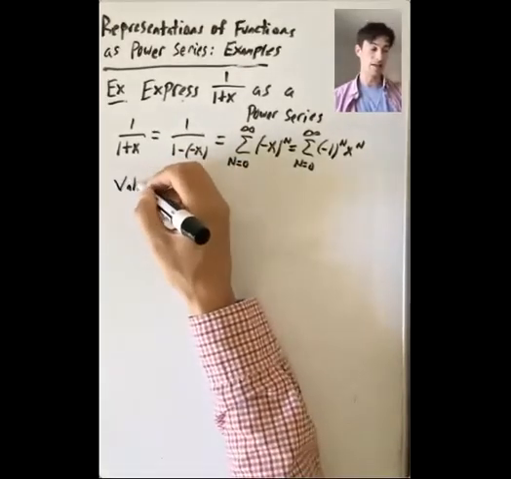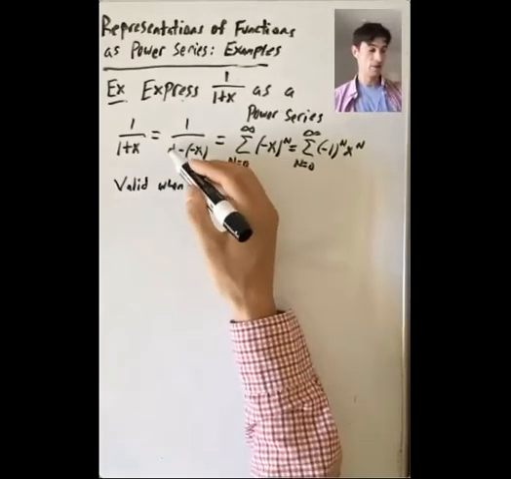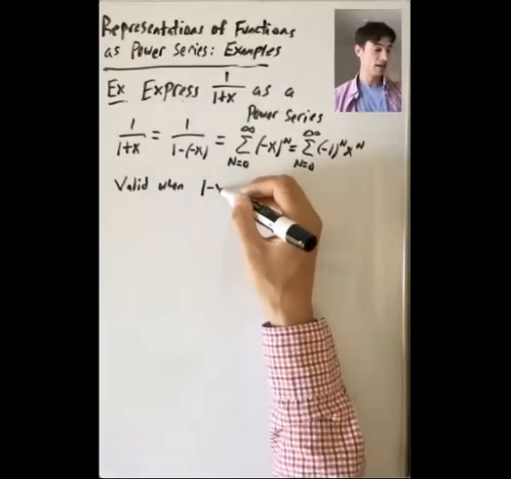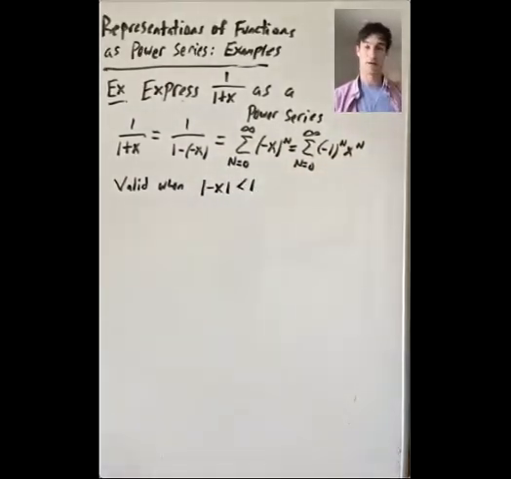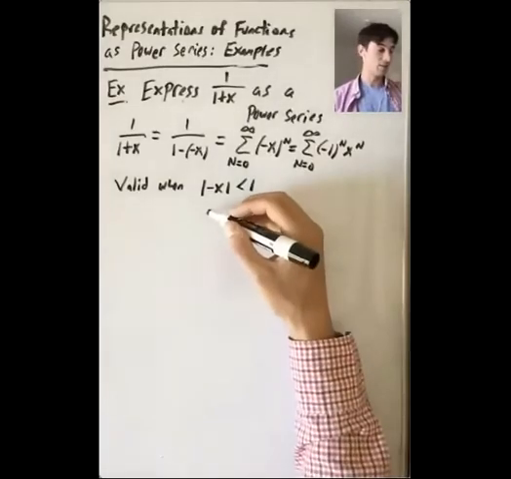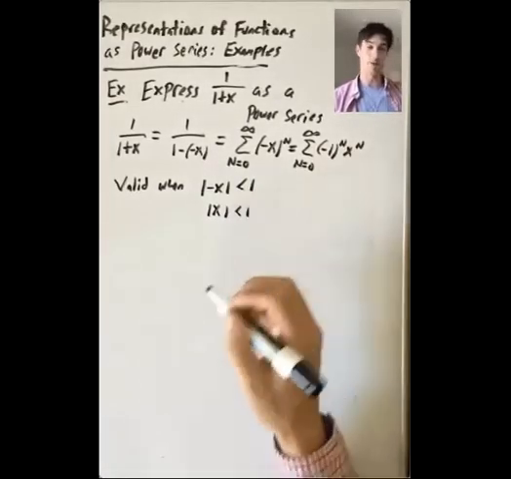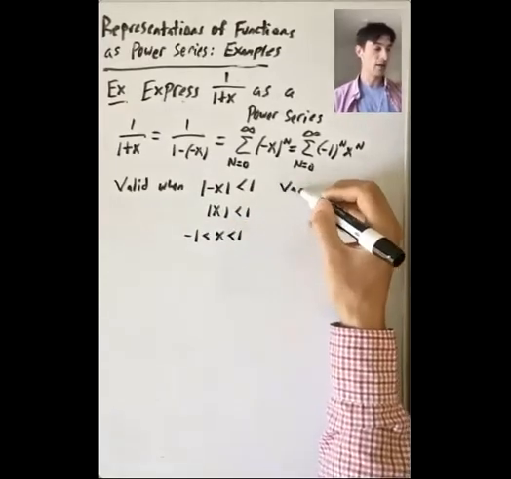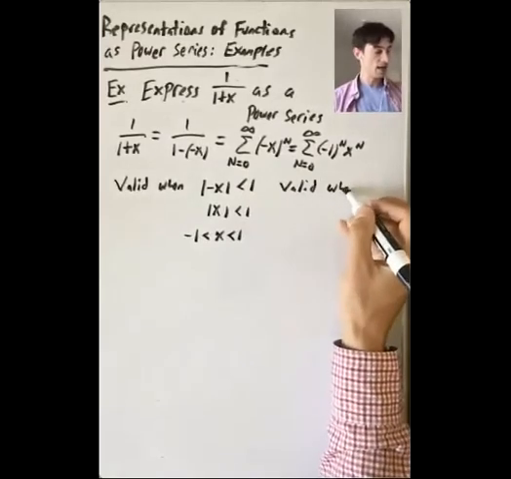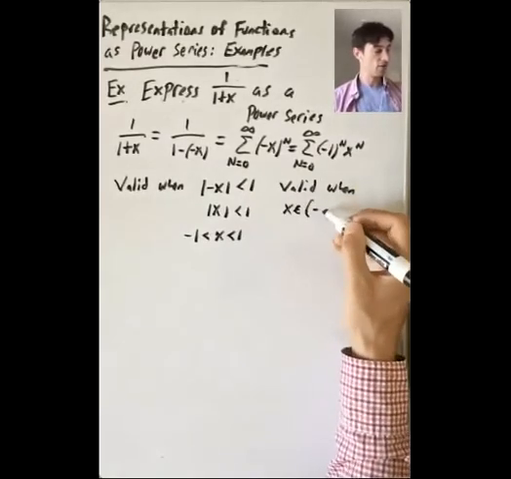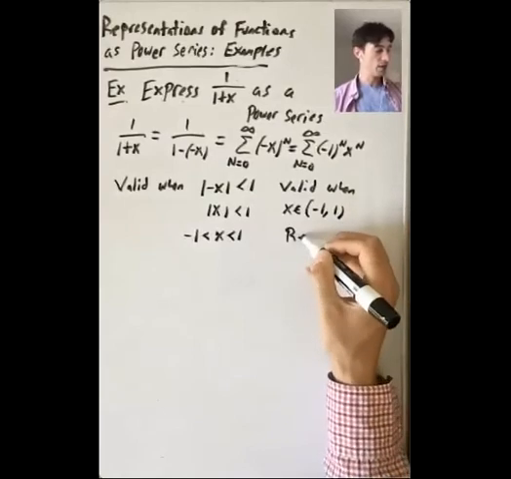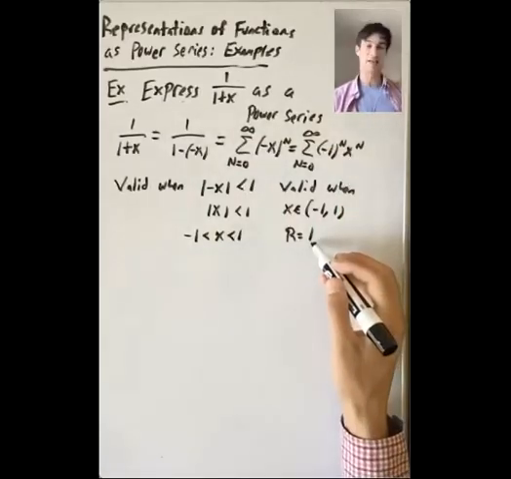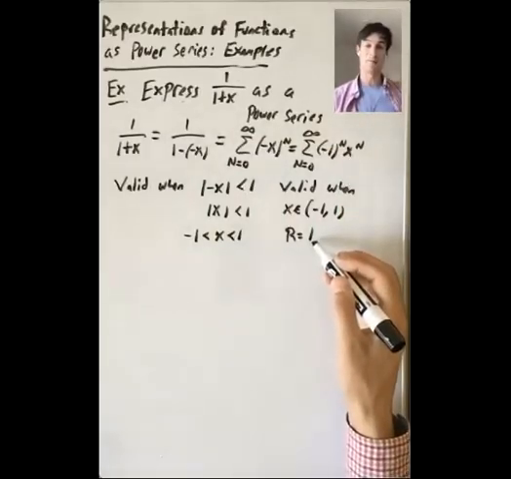But when is this valid? We want to use the power series representation of 1 over 1 minus something, so we need that something to have absolute value less than 1. So we need the absolute value of minus x to be less than 1, which is the same as saying the absolute value of x is less than 1, or that x is between minus 1 and 1. This is valid when x is in the interval from minus 1 to 1, which is an interval centered at 0, where this power series is centered, with radius of convergence 1.